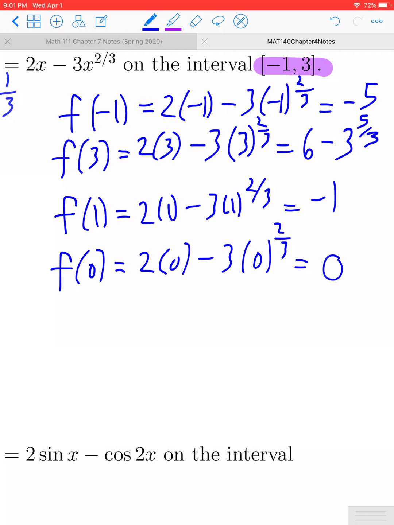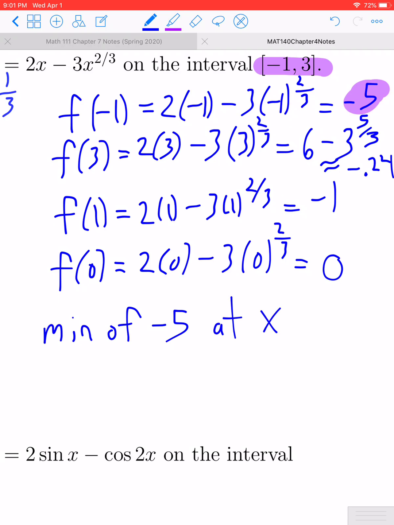If I do 6 minus 3 raised to the 5/3 power, it's going to be approximately -0.24. So looking at this list of values, the smallest value is going to be the output -5. So we have a minimum of -5, and that occurs when x equals -1.